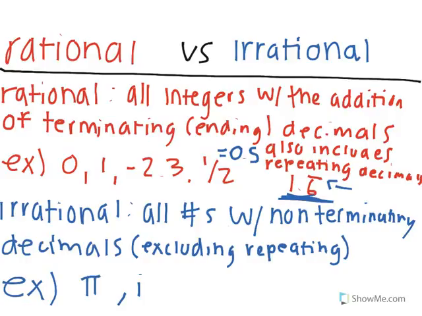Irrational numbers include non-terminating decimals, all non-terminating decimals that aren't repeating decimals. An example of this is pi, which is 3.14, and those are the first 3 numbers of it, and it just goes on forever and ever and ever. Another thing you might see is this weird i thing. That just stands for an imaginary number, and is also an example of an irrational number.